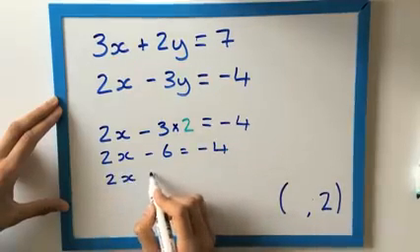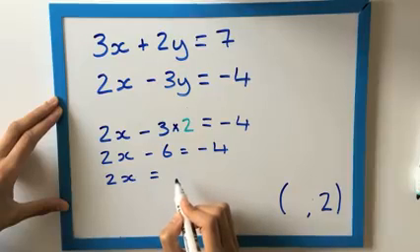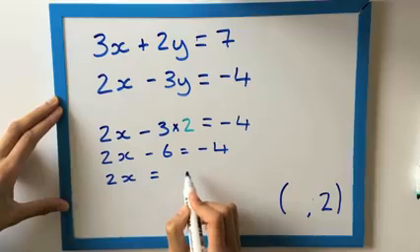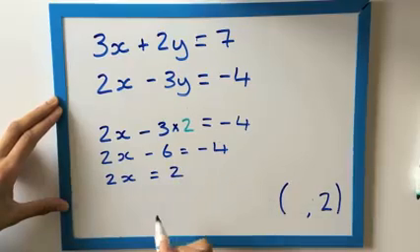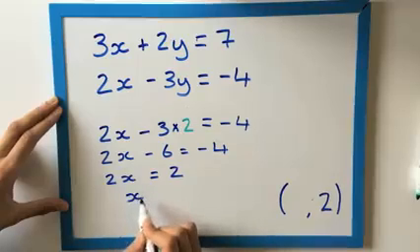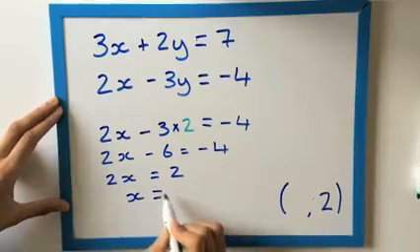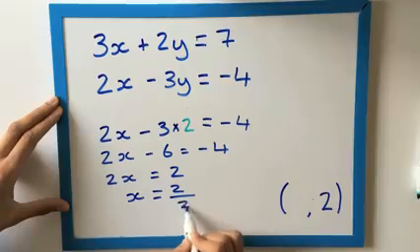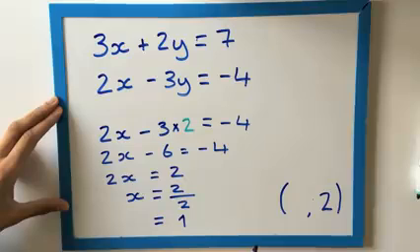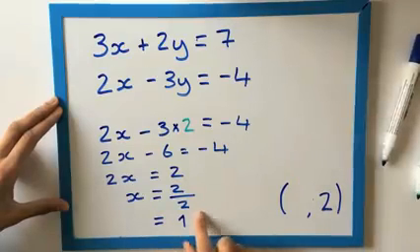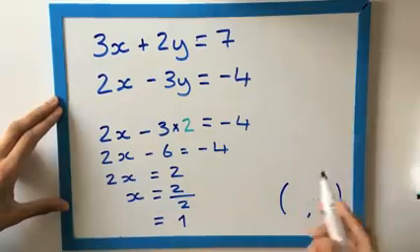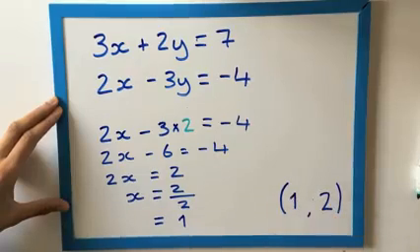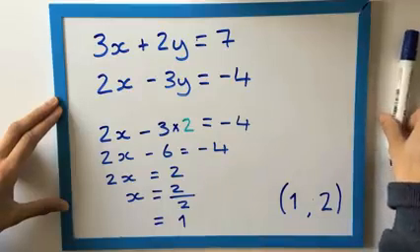2x is equal to minus 4 plus 6, which gives us a value of 2. Dividing both sides by 2, x is equal to 2 divided by 2, therefore x is equal to 1. So we've now solved for our value of x, and this is our x point. Our x coordinate is 1, so our point of intersection is the point (1, 2).